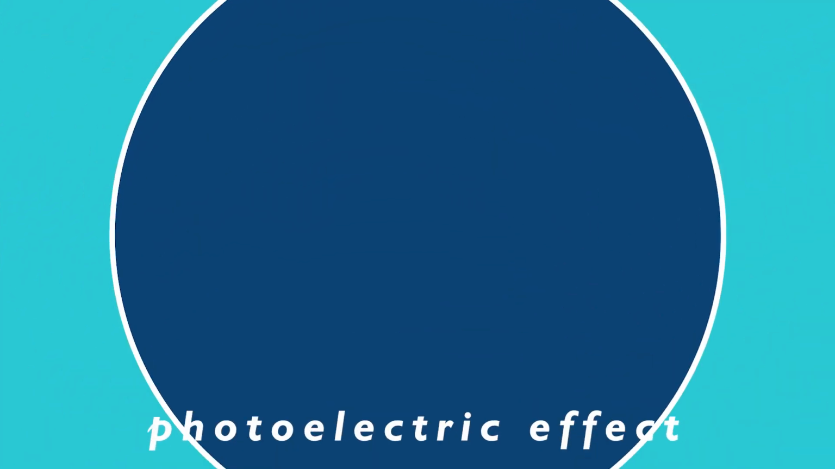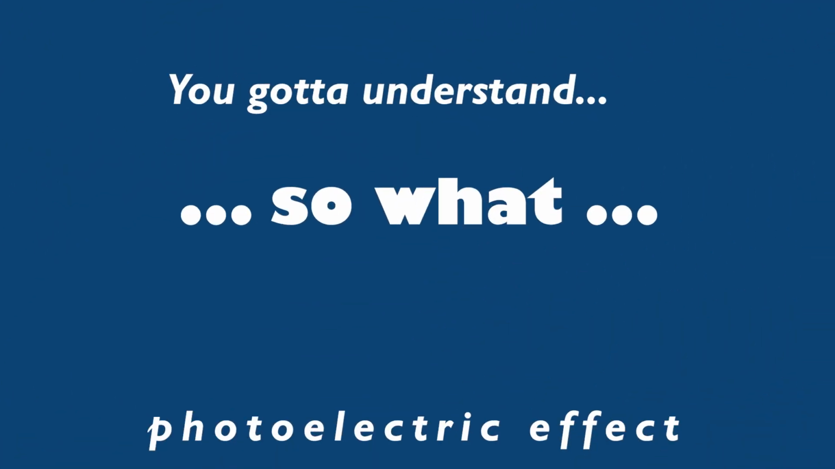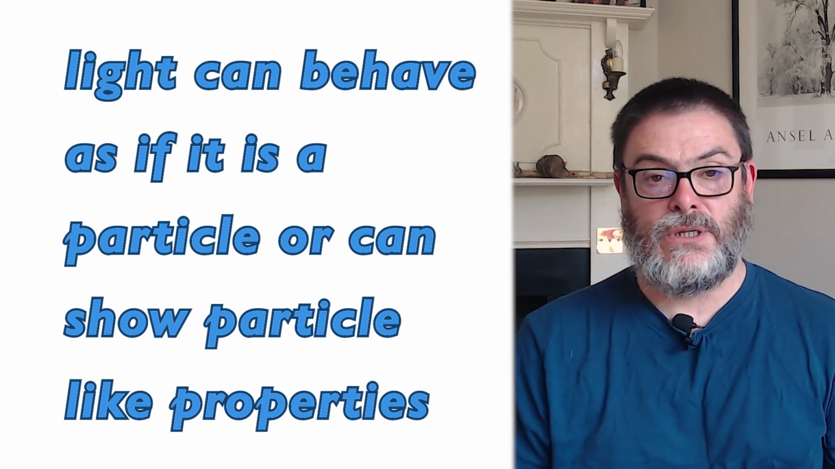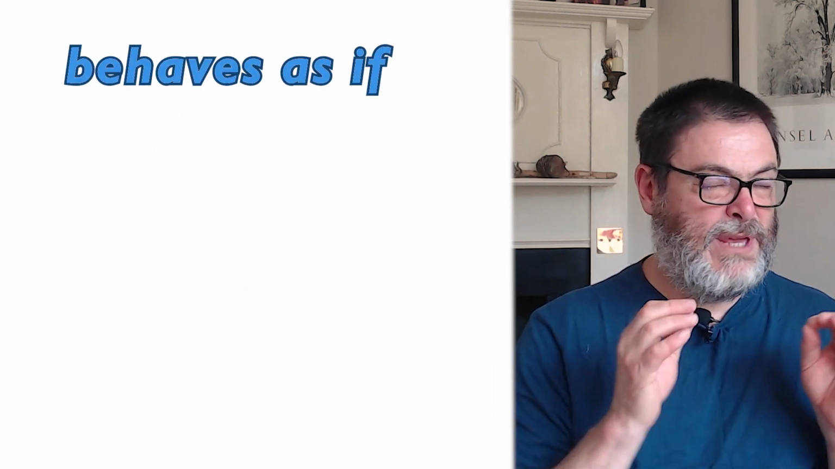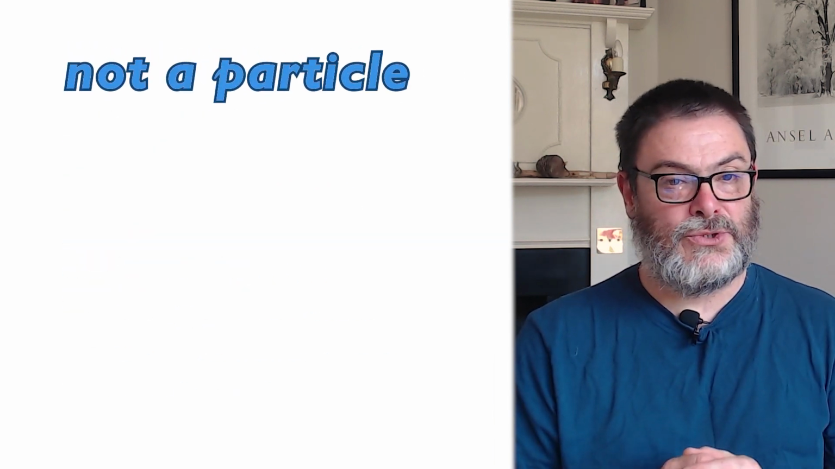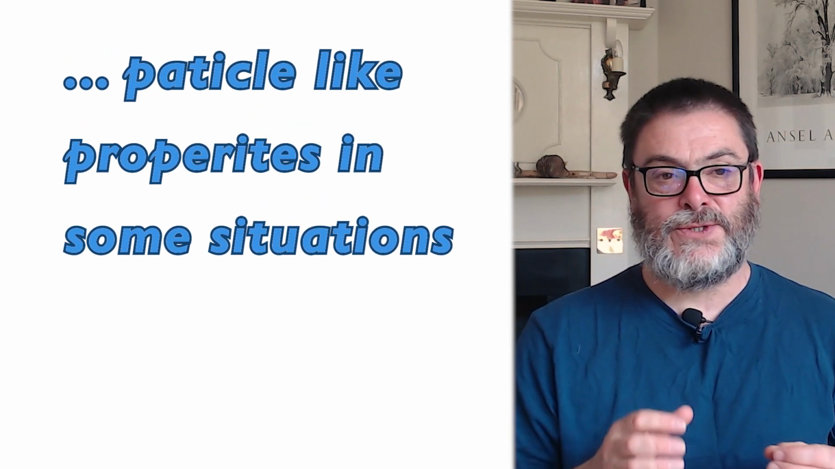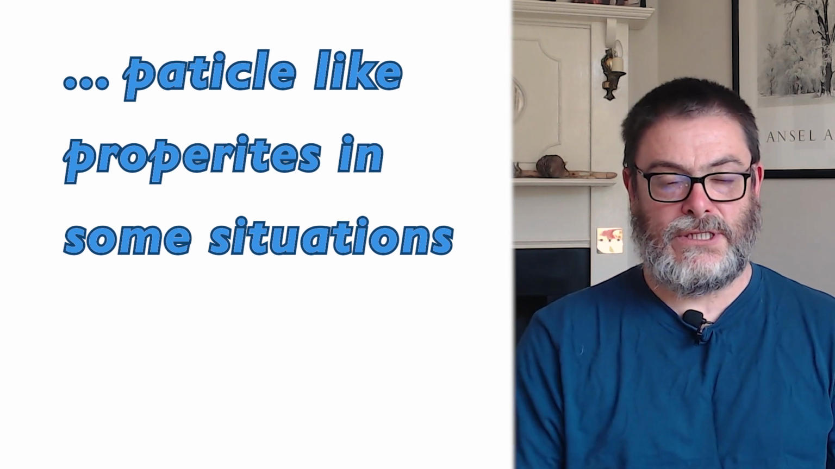The ramifications of the photoelectric effect are enormous. It opens up a whole new area of physics. One of the ramifications, though, is that Year 12 and 13 students have been confused ever since. More significantly, though, the photoelectric effect suggests that light behaves as if it is a particle in some situations. Notice I said behaves as if. It's not a particle, but it behaves as if it's acting like one. In other words, it has particle-like properties in some situations.